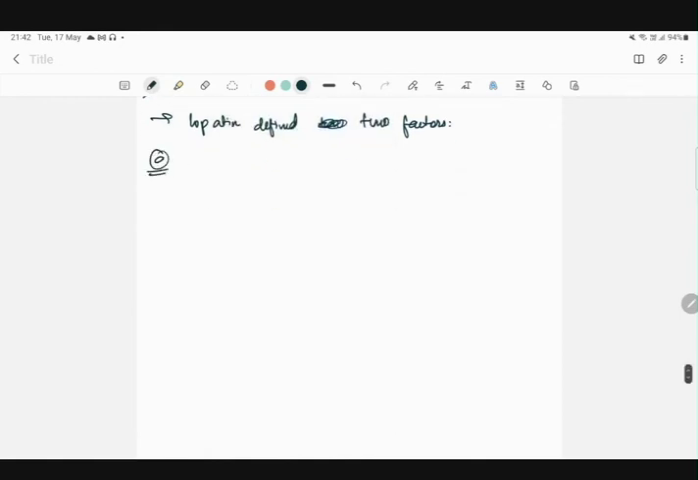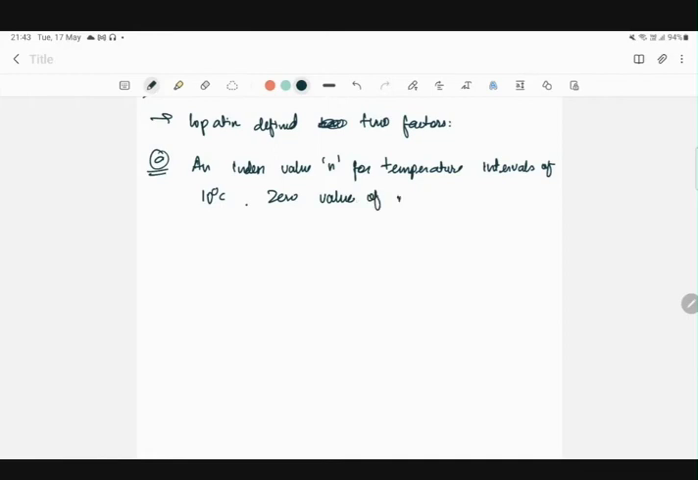First is an index value, n, for temperature. For temperature intervals of 10 degrees Celsius, the zero value of n was arbitrarily chosen.